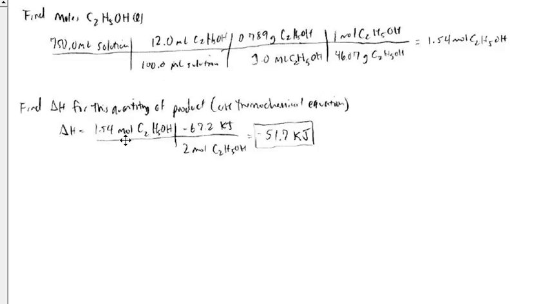So now we know that our 750 milliliter solution, with whatever other specifications were given in the problem, gives us 1.54 moles of the C2H5OH. We could figure out from the thermochemical equation that 2 moles of that work to release 67.2 kilojoules. So we should get slightly less than that. We do. Negative 51.7 kilojoules are released in that particular instance.